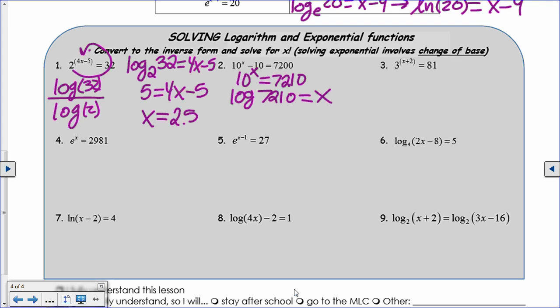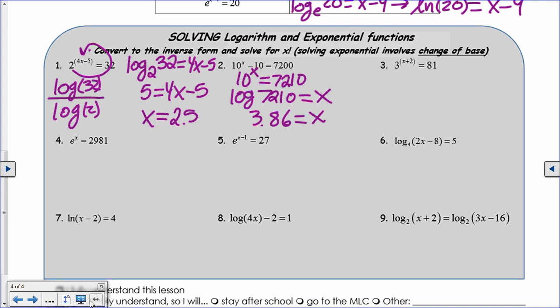Doesn't log base 10 of 7,210 represent something? How do I figure out what that is? Yeah, just type it into your calculator. Go ahead, what is it? What is that number? Anybody? 3.8. I'm going to go ahead and round it. So you don't have to do anything extra beyond that. You just have to evaluate the log, and there's nothing else to do, so that's the answer.